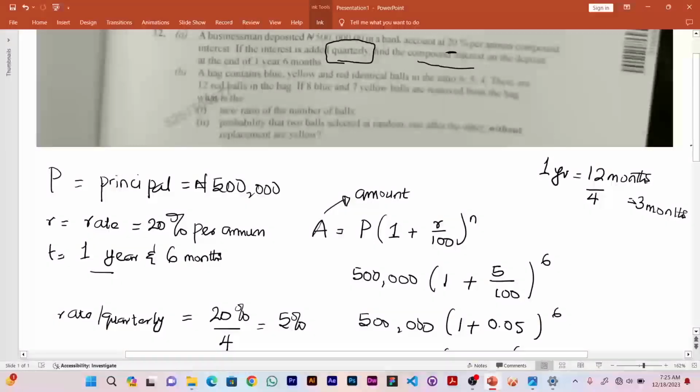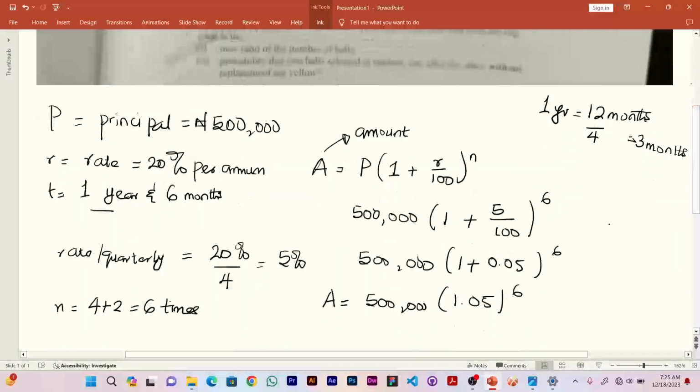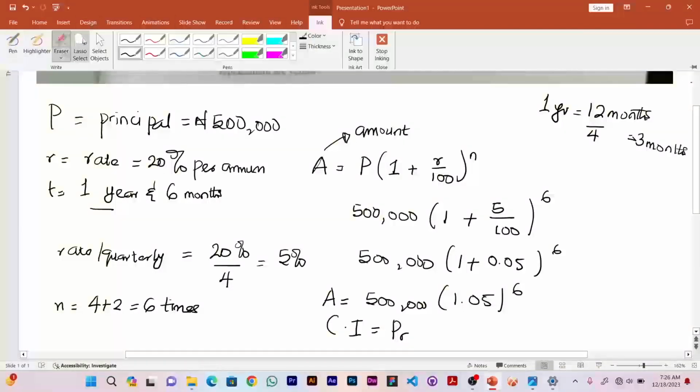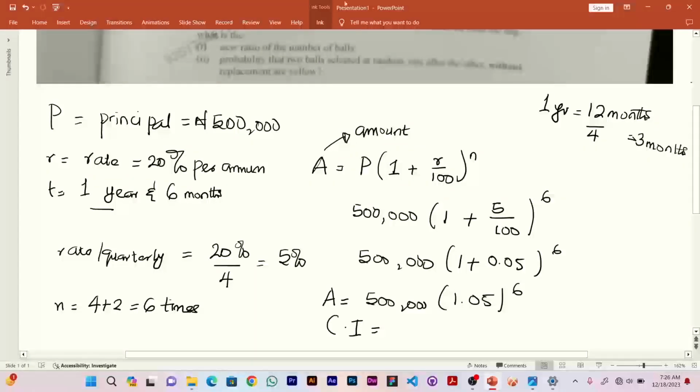So how do we find the compound interest? If you think about it, we just have to remove the principal. So our compound interest, CI, should be the amount minus the principal, because the amount is going to be bigger than that. So our compound interest is going to be equal to the amount, which is A, minus the principal, which is 500,000. Once you simplify this, you are going to get the exact compound interest, and this is the final answer.